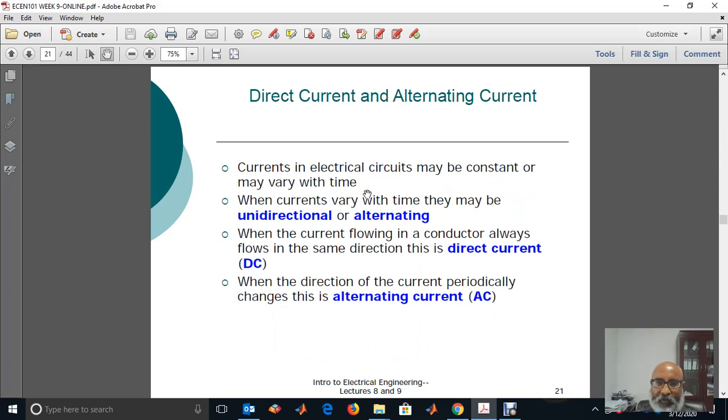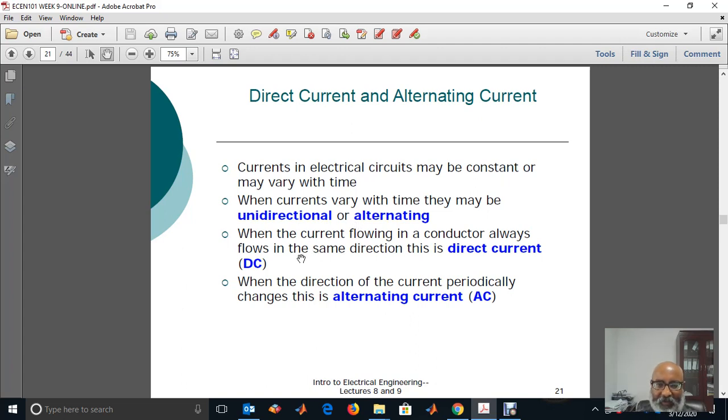Currents in electric circuits may be constant or they may vary with time. When a current varies with time, it can be unidirectional or alternating. Unidirectional means it is flowing in one direction. It can be only clockwise or only counterclockwise, for example. Or it can change directions, alternating current. In that case, sometimes clockwise, sometimes counterclockwise.